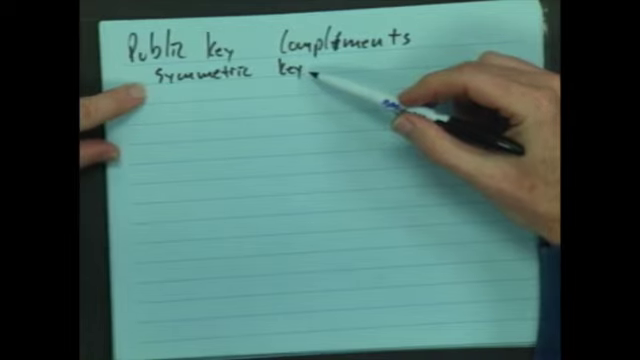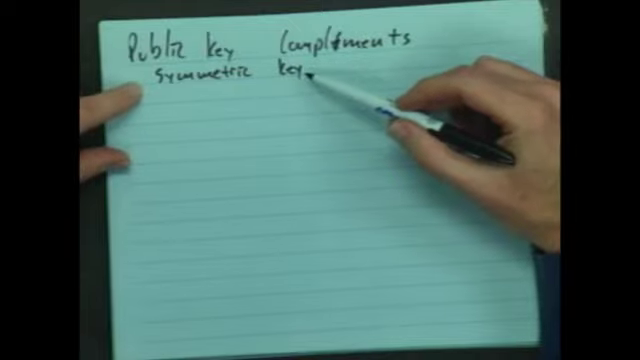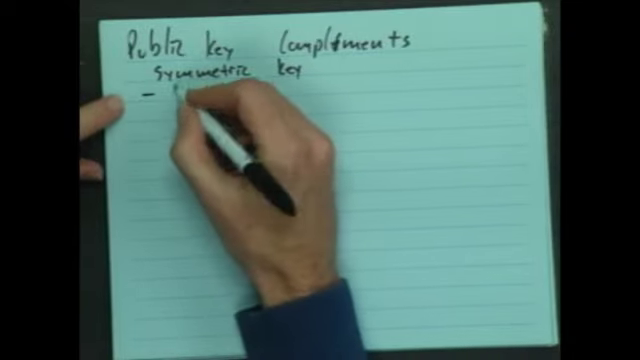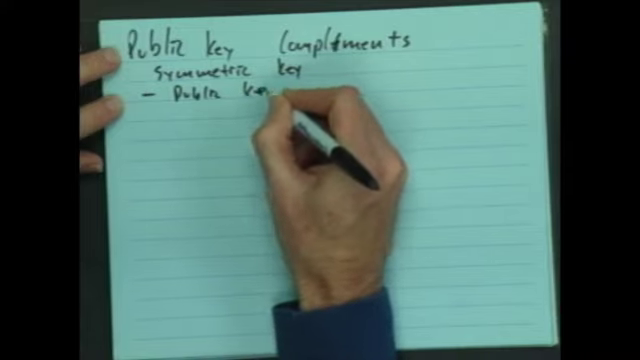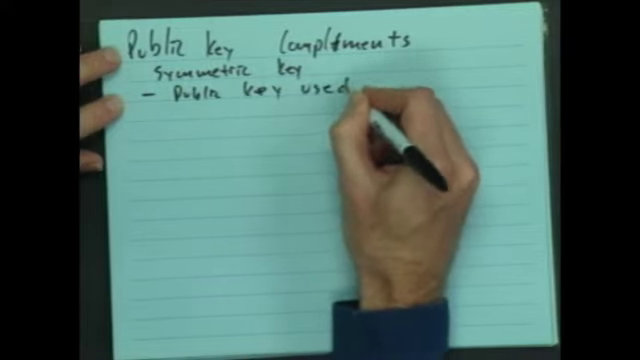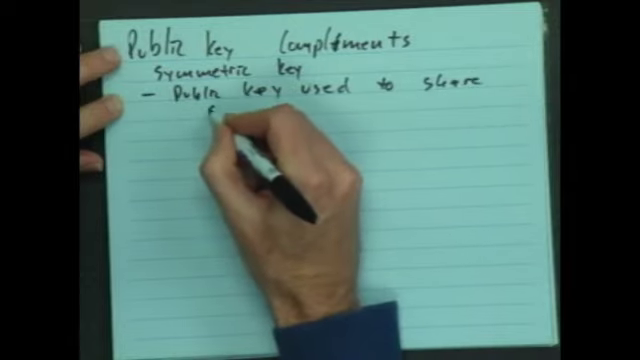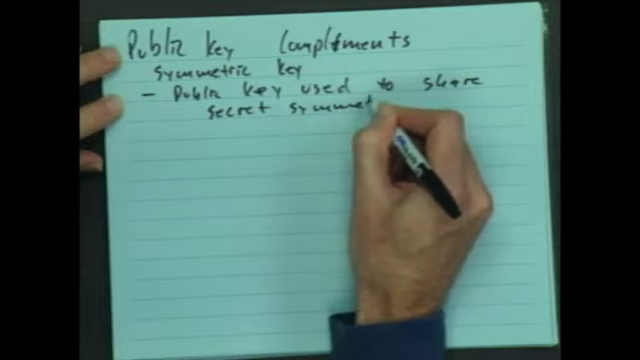With symmetric key, what do we have here? We didn't like all those different keys that we had to have. And we'll talk about changing the key in a little bit. So what happens here is we can use public key to share the secret symmetric key.